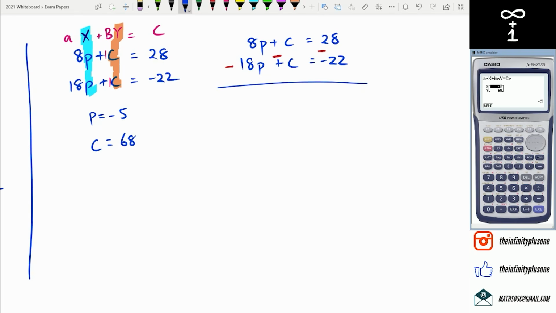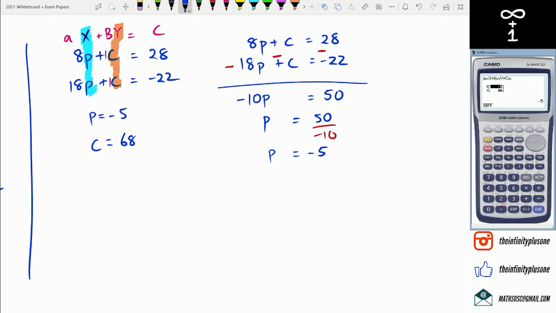So 8P take away 18P is negative 10P. C take away C is 0. 28 take away negative 22, that means we've got to add them together. We're going to get 50. So P is equal to 50 divided by negative 10, which gives us P is equal to negative 5.